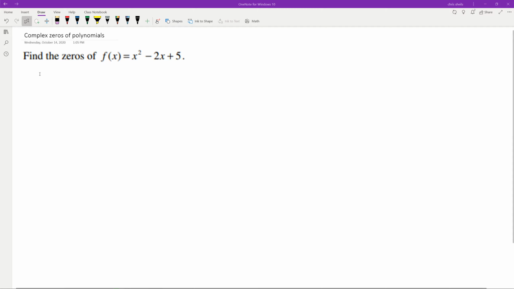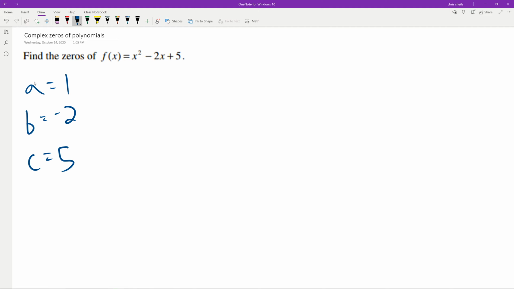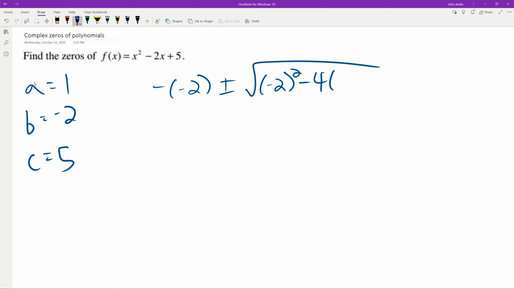So what we're going to do, and in fact, since we're talking about complex zeros, it's obviously not going to be factorable, right? So we're going to set up the quadratic formula. I'm just going to take note of what a, b, and c are. So this is the opposite of b plus or minus the square root of b squared minus 4ac, all over 2a.